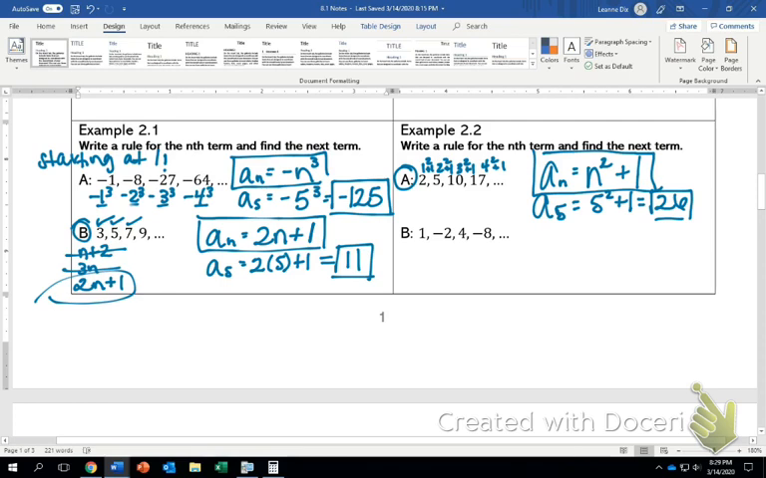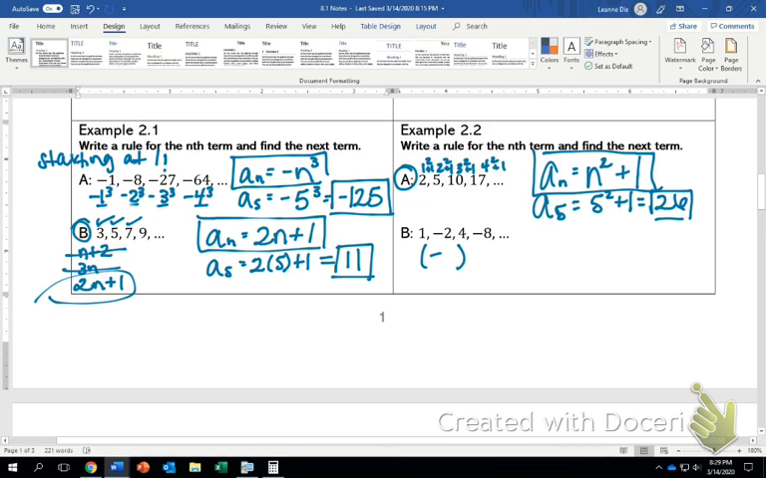All right, example 2.2b. This one, I see something happening between the first term and the second term. It goes from a positive to a negative. And just from my experience as a student in math and a math teacher, I know that when this happens, we have a negative number as the base, okay? Typically, that negative number has an exponent of some sort, and it just rotates between positive and negative.